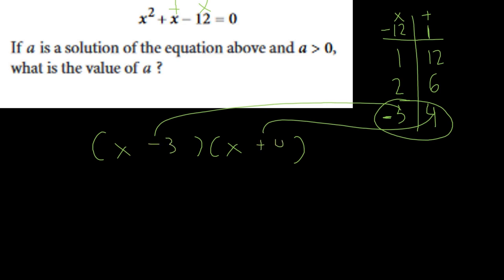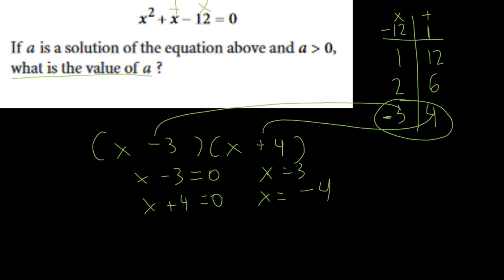To actually get the x value, I actually have to set them both equal to 0. And then from here, x will equal 3, and then x will equal negative 4. Now it says, what is the value of a is the question, and it says a is greater than 0. So the answer that is greater than 0 is x equals 3, and then that will be your answer.